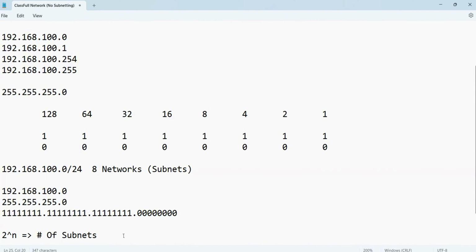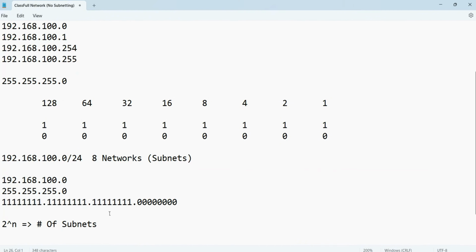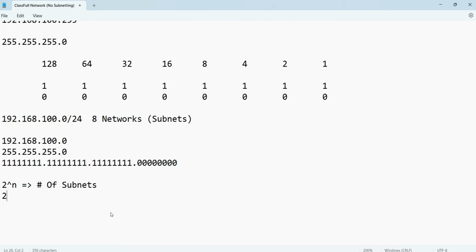Okay, so let's think about it. How many bits do I have to borrow to come up with 8 networks? 2 to the power n. When you borrow bits, you borrow from the left to the right. If I borrow 1 bit, 2 to the 1 equals 2. That's less than 8. So I'm looking for a number n that is going to be equal or greater than 8 networks or subnets. That's what I'm looking for.